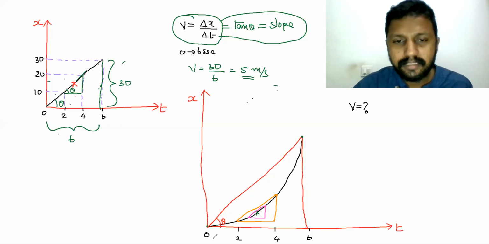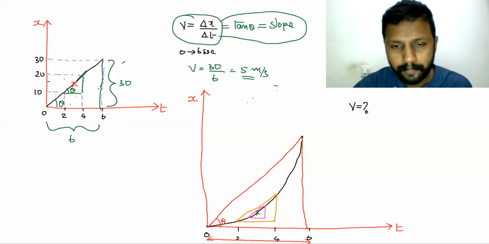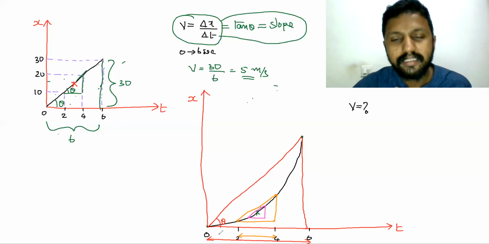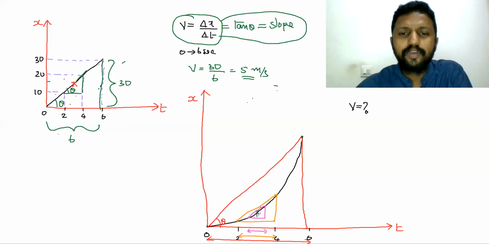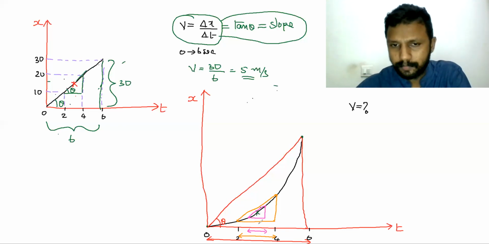In this case, the initial time interval was up to this value. Then the second time interval was decreased. In the second situation, we decreased the delta t value. In the third situation, we further decrease the delta t value. Then the violet triangle tan theta will be giving you a much better result.